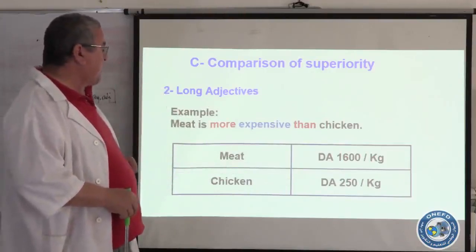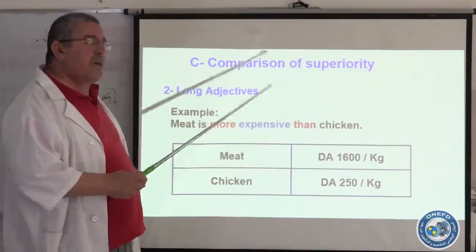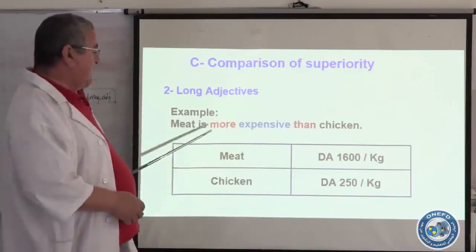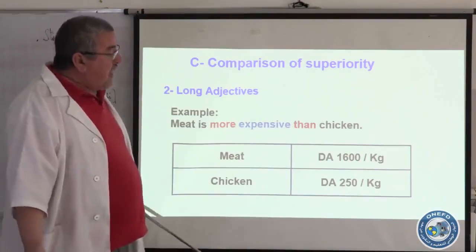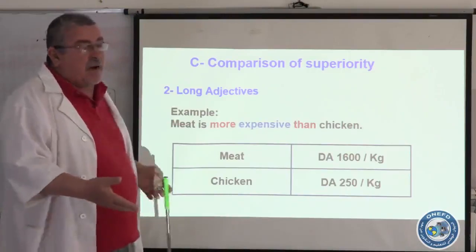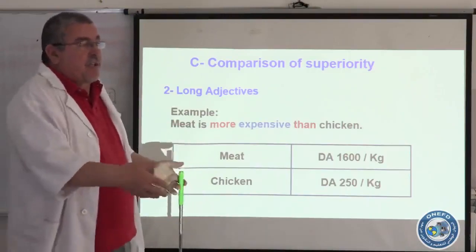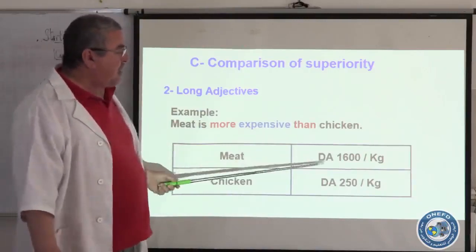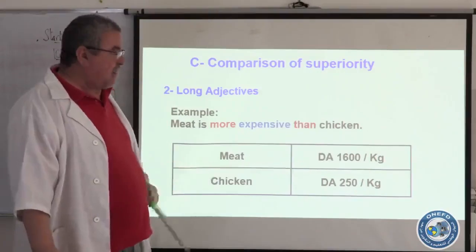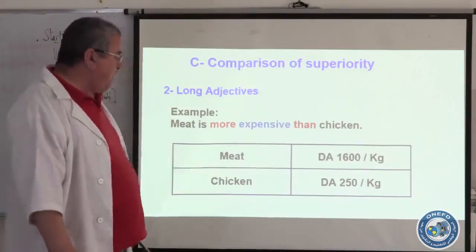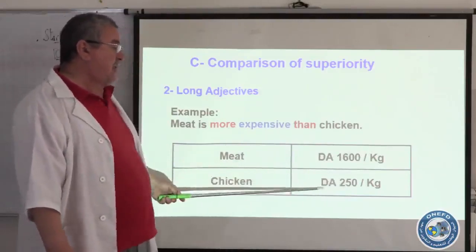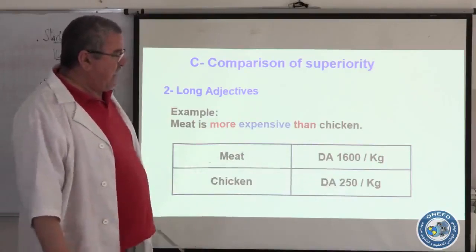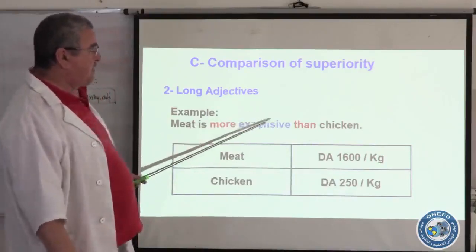So let's have a look at this example. Meat is more expensive than chicken. You all see this on our markets. Why do we say this? Of course, again, we rely on information, on new things that we know every day. When you go to the bazaar, you find that meat costs 1,600 dinars per kilogram, and chicken 250 dinars per kilogram. This is why we say that meat is more expensive than chicken.